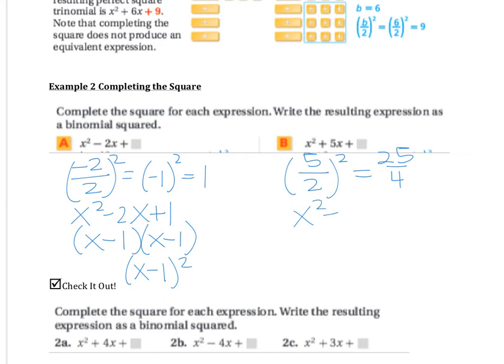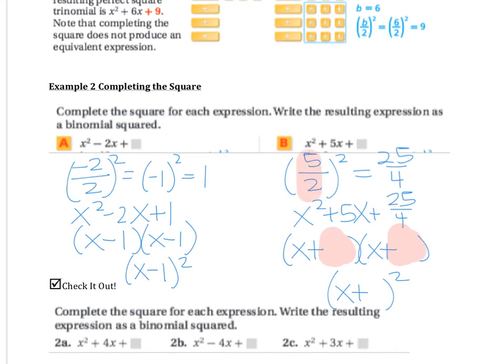My new trinomial, this is x plus, okay, and if you've got to write both things down, you write both things down. You can skip that step if you want, and just go right to the squared part. What is the number that goes in this space here? It is that number right there, the one that you generated by taking b divided by 2, in this case 5 divided by 2.